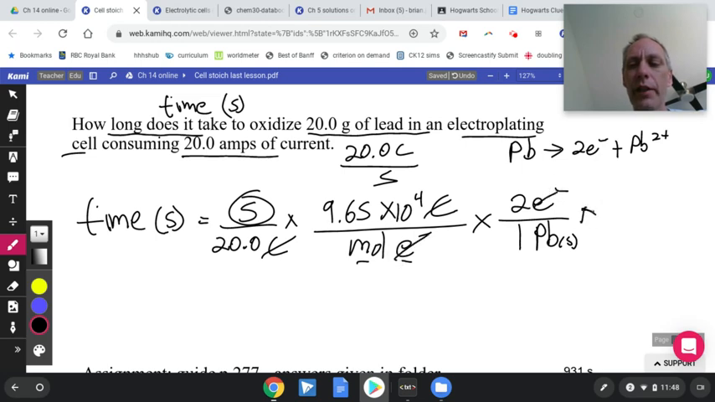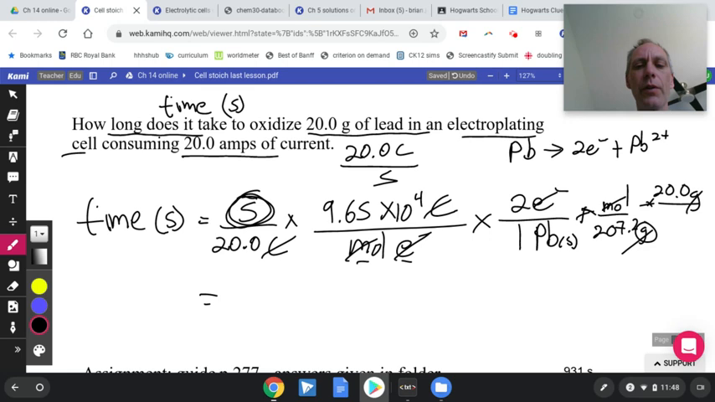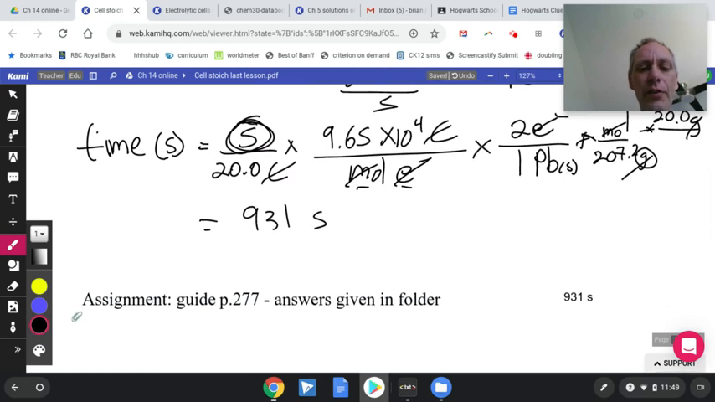Okay, electrons are gone. I have to get rid of moles. How do I get rid of moles? Molar mass. Lead is 207.2 grams per mole. So I'm going to flip it. Moles on top, 207.2 grams on the bottom. Moles are gone. So what have I got now? I've got seconds per gram. I just have to get rid of grams, and it needs to go on top. 20.0 grams. Boom. Everything cancels out. It's incredible. Okay, plug it all into your calculator, and you get 931 seconds.